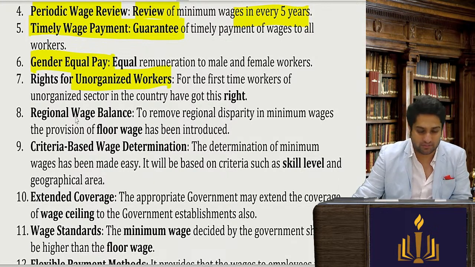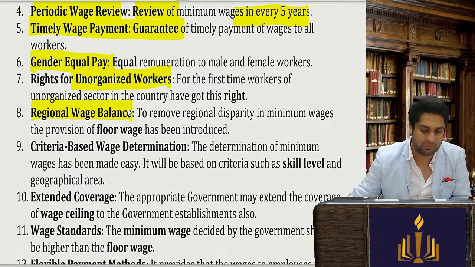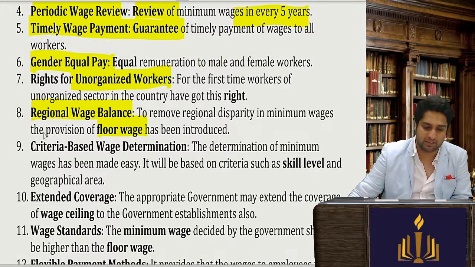Unorganized sectors are also covered. Regional wage balance. So again, what they have said is that no minimum wage can be below the floor wage set by the government.